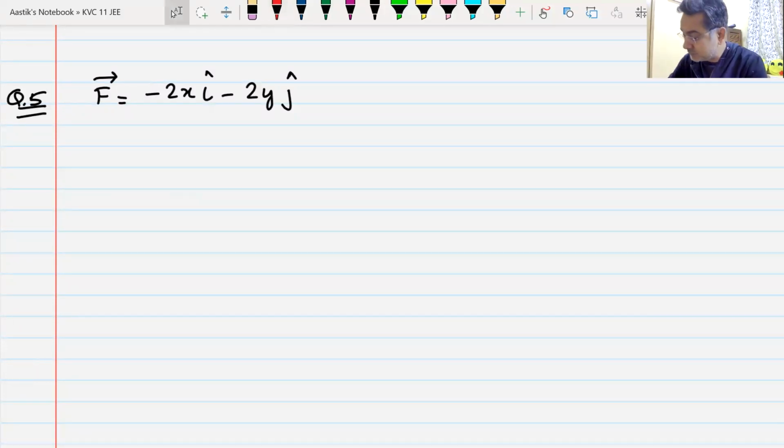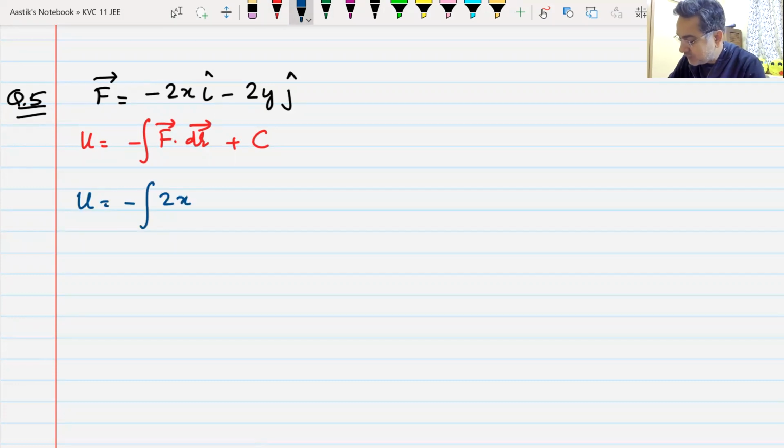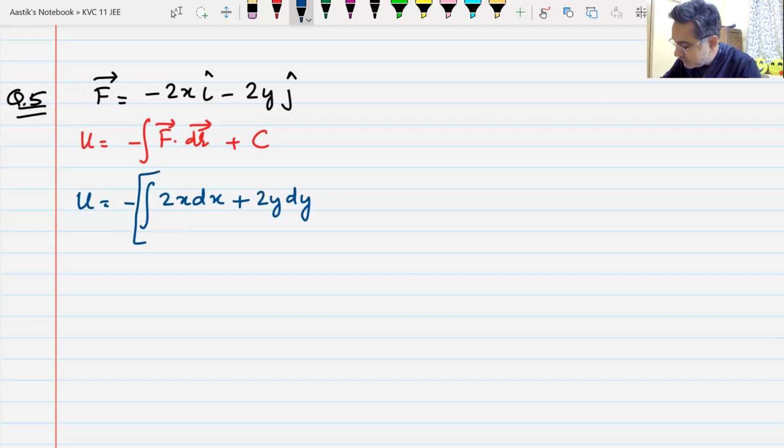So now I write U will be minus of the integral of f dot dr plus c. Now when I do f dot dr, everyone knows what I'm going to get. I've already done this. So this is minus integral of 2x dx plus, because minus I have taken already outside, 2y dy in the bracket. Yes or no?